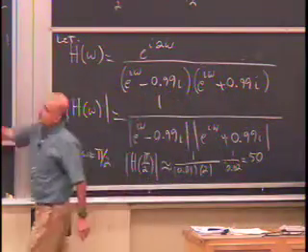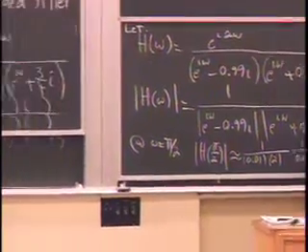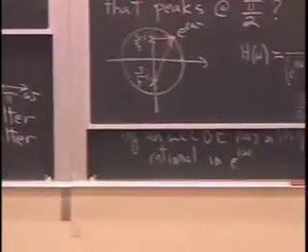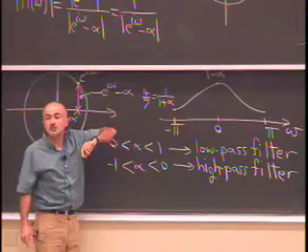Going back to the original filter, how do I get better peaking or stronger or sharper peaking at 0? What do I do to that alpha? Closer to what?